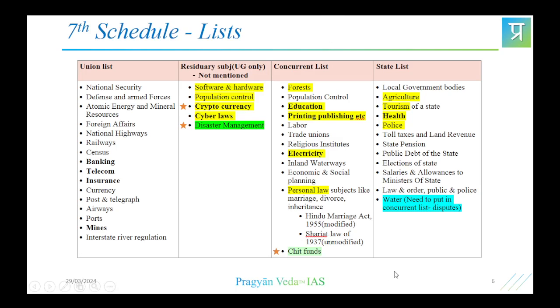Important. So this table can give a good glimpse and hold a mental picture of the different lists. Try to absorb it. And coming to the residual subjects like cybersecurity, cryptocurrency, disaster management, population control, software and hardware related things, and upcoming technological evolution, some subjects are getting important. So these things have become part of the residual subjects. Important also. Questions can be framed. I think questions came around this.